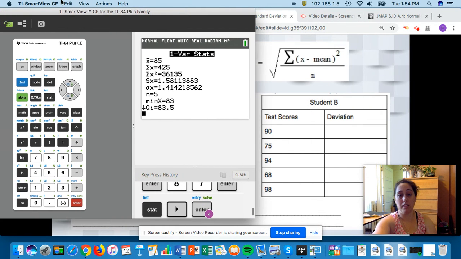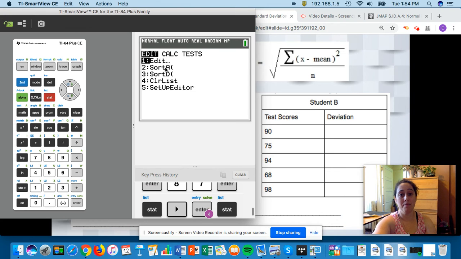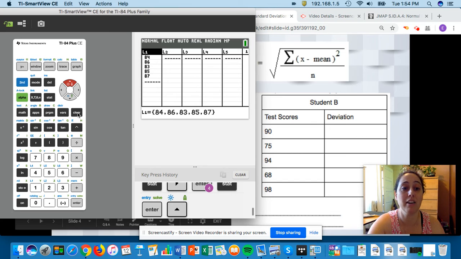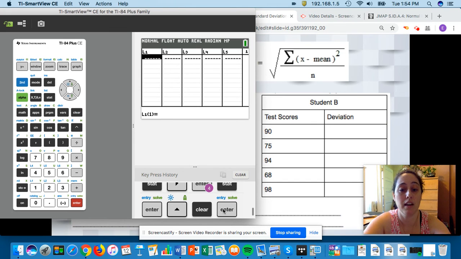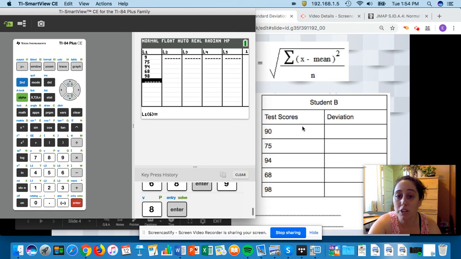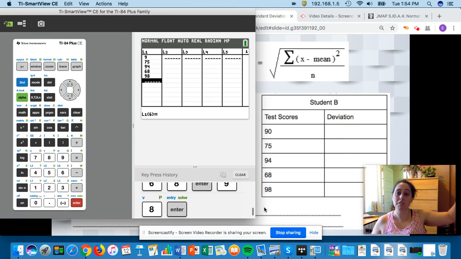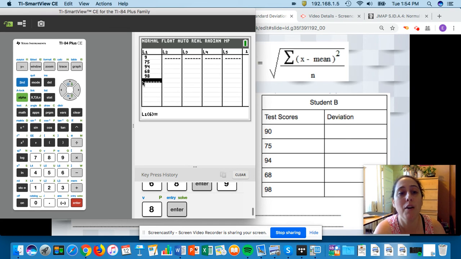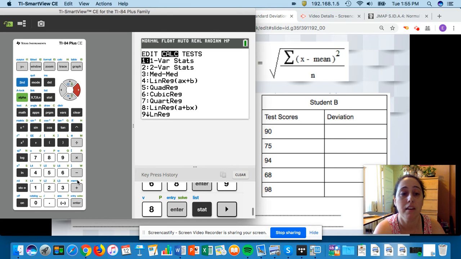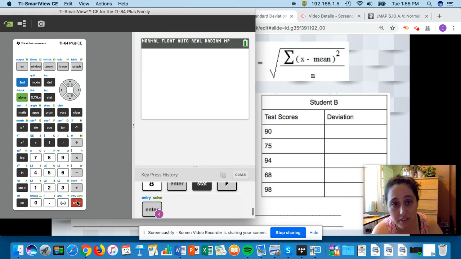All right. So here I'm going to go back to stat. I'm going to go back to edit. And this time I'm going to go up to L1, clear, enter. All right. So now 90, 75, 94, 68, 98. And I'm already looking at this thinking, hey, these numbers seem a lot further apart than student A, who's all in the 80s. Okay, so now same thing. I'm going to go back to stat, calc. So I need to use this arrow. One variable stats, enter, enter, enter.